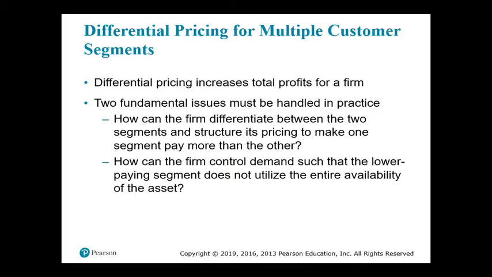Okay, so this sort of answers the first question: how do we differentiate the products for different segments? And then the second question that we need to answer in revenue management is, how do we make sure that the lower paying segment does not utilize the entire availability of the asset?